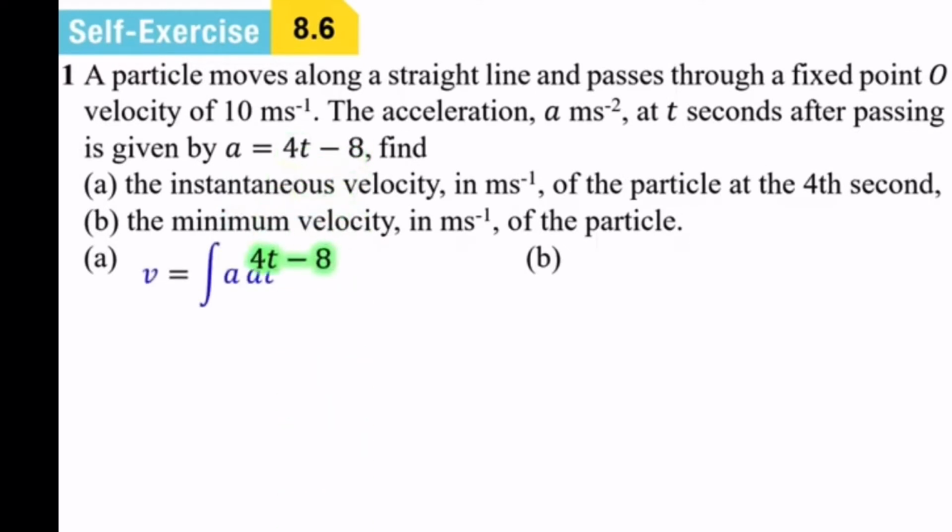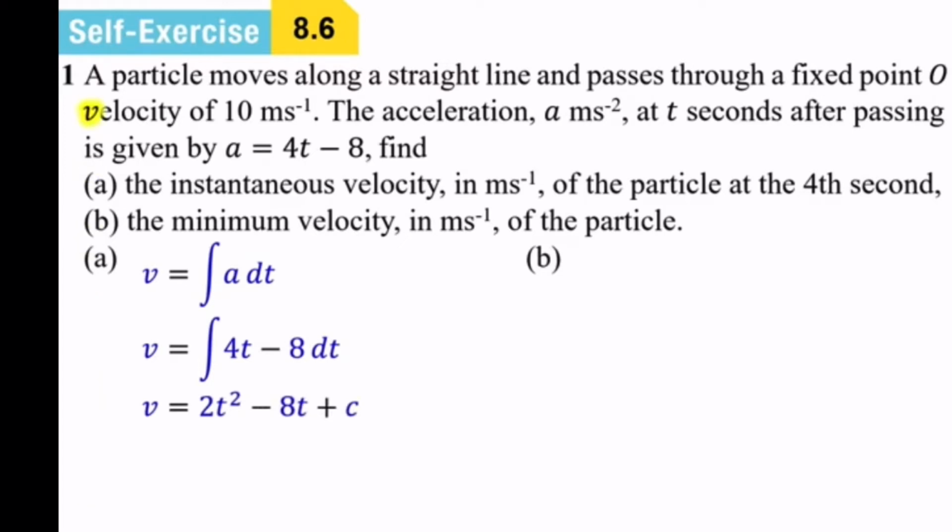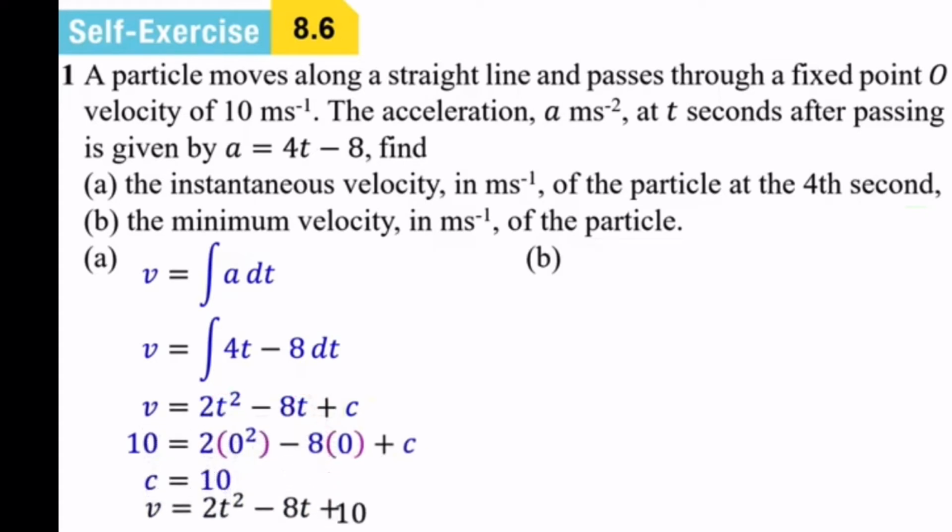Now let's find the instantaneous velocity. So we need to integrate the acceleration to get the velocity. The answer for velocity is 4t squared over 2 minus 8t plus c. But if you read the question, the particle passes through fixed point O, meaning that when t is 0, the velocity is actually 10 meter per second. So if we substitute, we will get c is 10 meter per second.